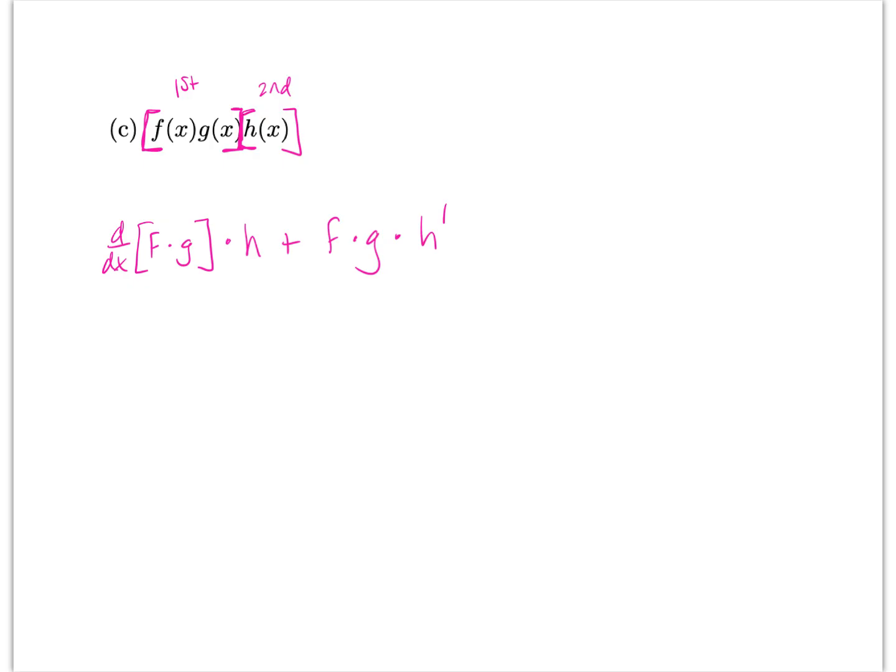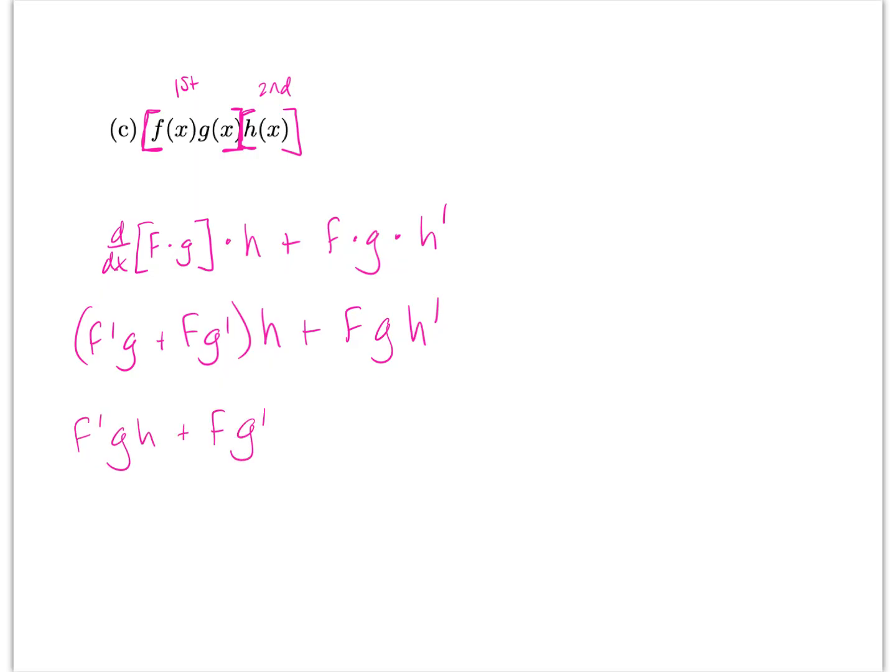And then the derivative of f times g, that's a product rule. So I'm doing the product rule within the product rule here. The derivative of f times g is f prime g plus f g prime, and that's all multiplied by h. And then I have plus f g h prime. Then I'm going to distribute this h, and I get f prime g h plus f g prime h plus f g h prime.